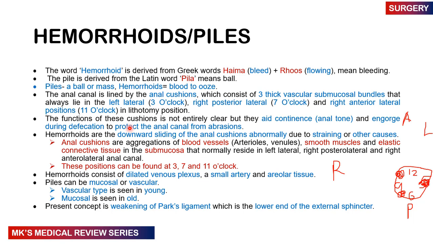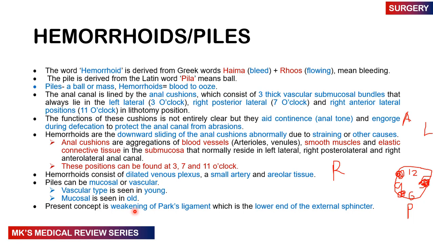Now, when you talk about a hemorrhoid, this is simply going to consist of a dilated venous plexus, pretty much a small artery, and areolar tissue. So these can either be of mucosal type or of vascular type. Vascular type meaning that it has more blood vessel component. It's much more common in young individuals. Mucosal meaning that it's mostly just mucosal, not so much blood vessel. This is common with older patients.